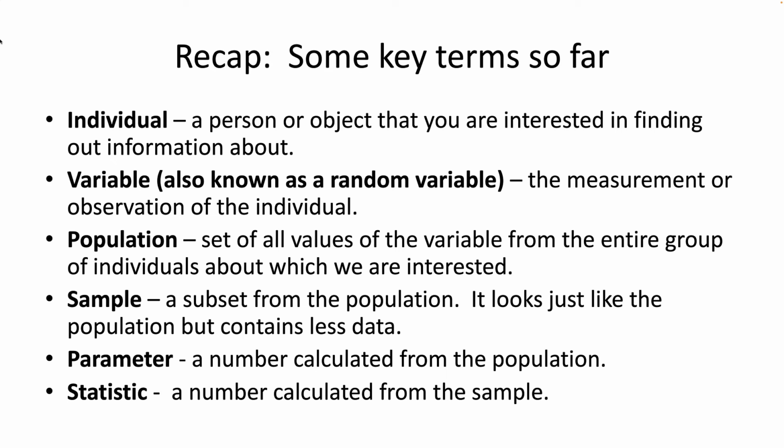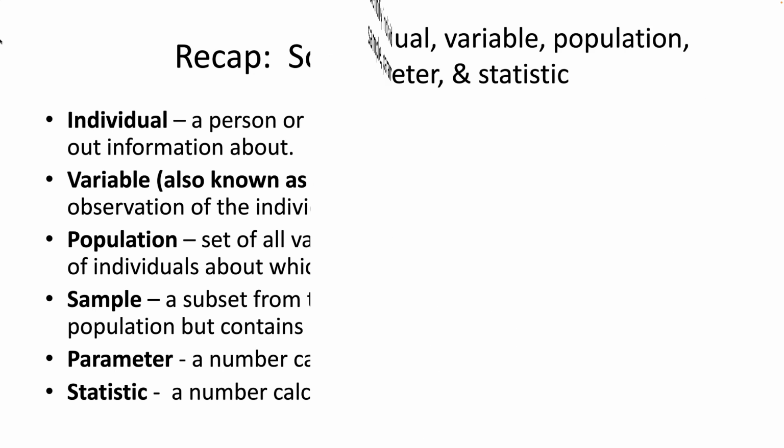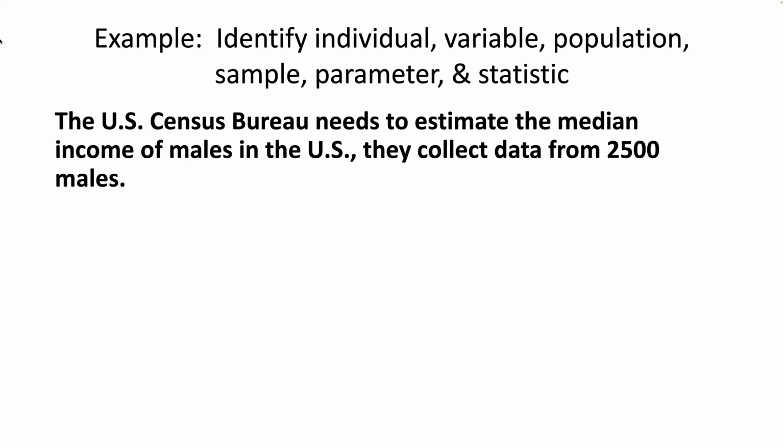So oftentimes a lot of these terms seem very redundant to students, and they are. Some of these terms describe the population and some describe the sample. Since there is a difference between a population and a sample, it's very important that we are clear when we tell the reader that this information came from the entire population or a subset. In our last example, let's identify the individual, variable, population, sample, parameter, and statistic from the following statement.